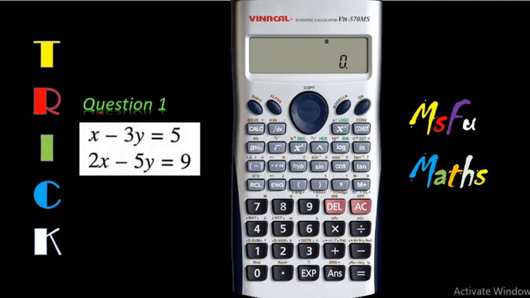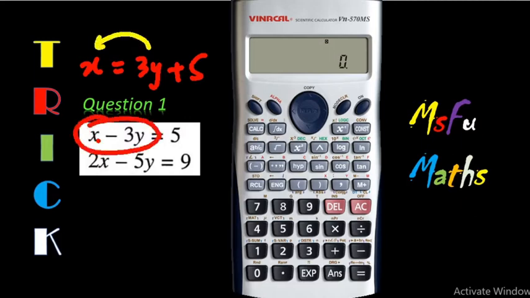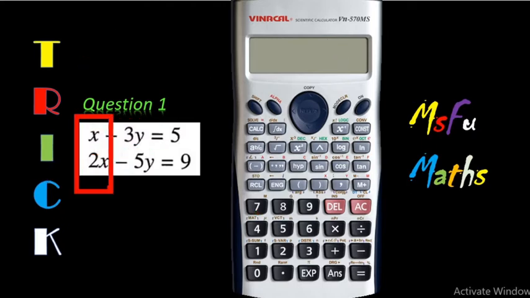For example, if you have x equals 3y plus 5, make sure you arrange it first: this 3y you bring over here so that it becomes x minus 3y equals 5. It has to be in order first, then only you can use the calculator. Because this calculator is already formatted to solve simultaneous equations, you must arrange your equations first. Make sure you have x here, y here, and the constant here.